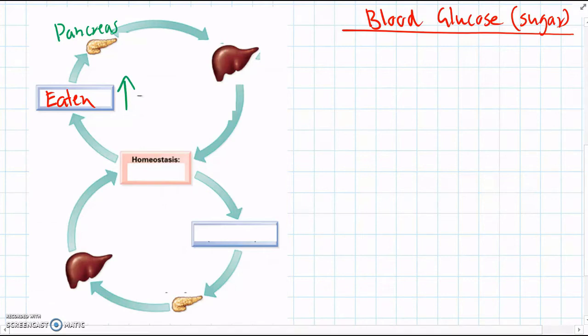And the pancreas releases a hormone into the blood, which travels to the liver, and the liver takes up some of that glucose. It stores it in the liver. So the result is that glucose level goes down again and it returns to normal.